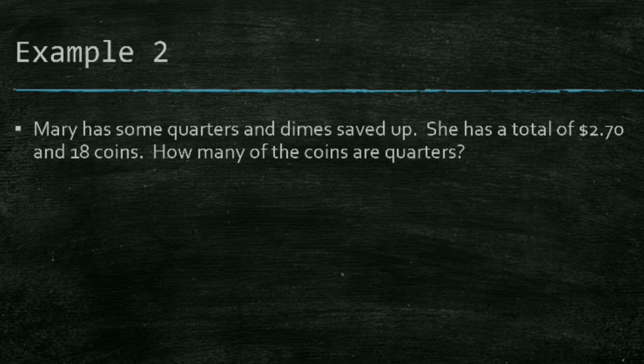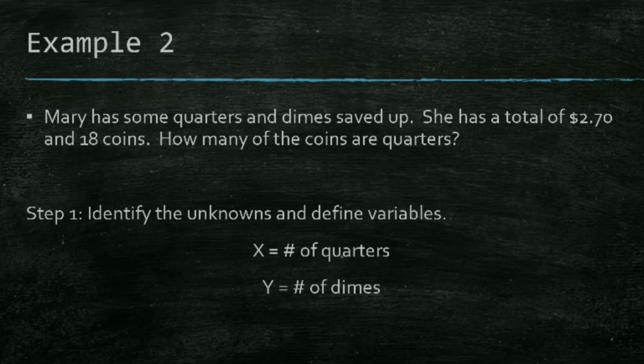The next question is about quarters and dimes. Because there are 2 different types of coins, that's a hint that this is a systems problem. First step, I'm going to identify the unknowns and define the variables. Well, the first unknown is how many of the coins are quarters. So I'm going to set x as the number of quarters, and then the other unknown is the number of dimes. I'll call that y.